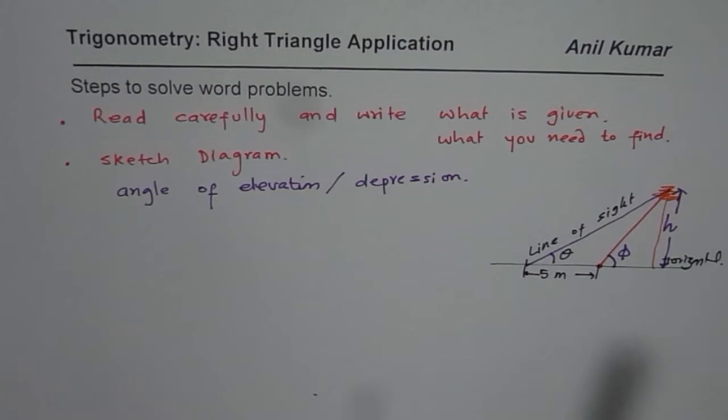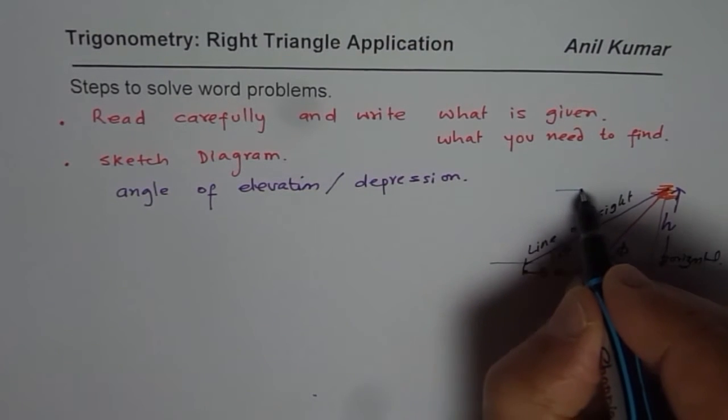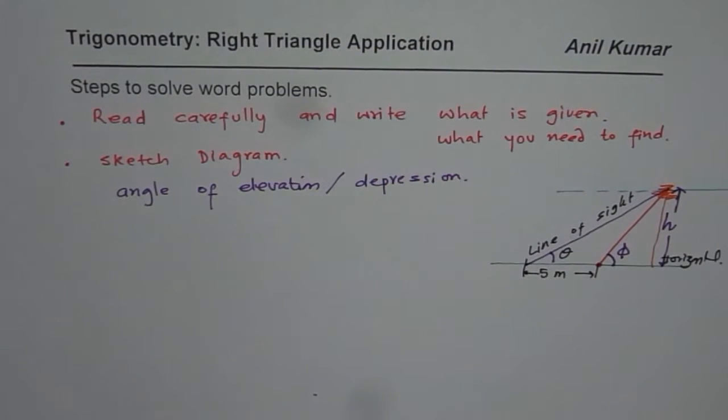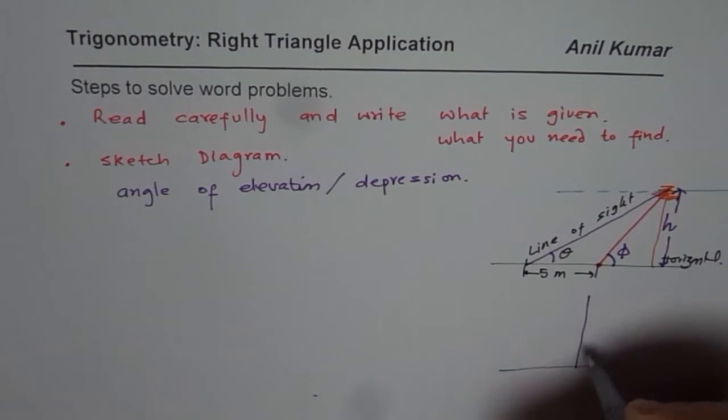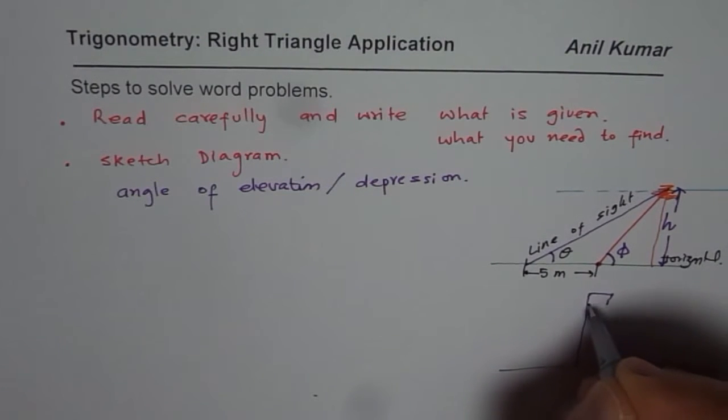Now this is angle of elevation. On the other hand, we have angle of depression, which could be seen from the top, right? So in that case, let me make another question for that. Let's say this is the ground and here we have a flag, right? So we have a flag here, right?